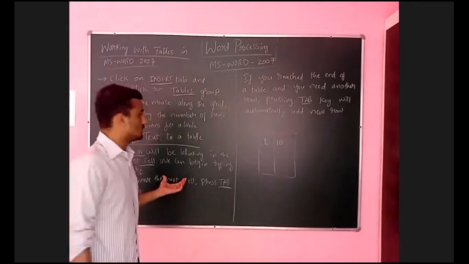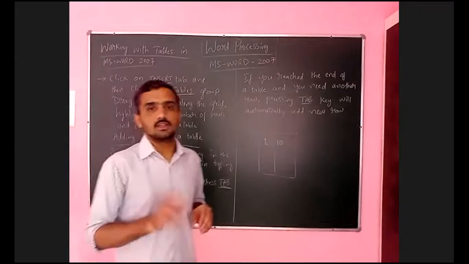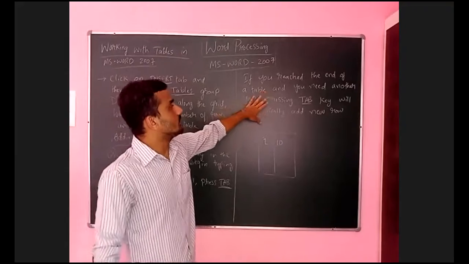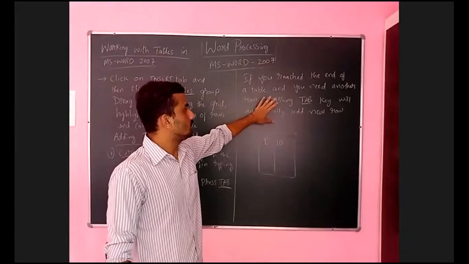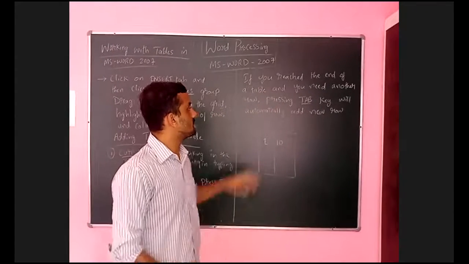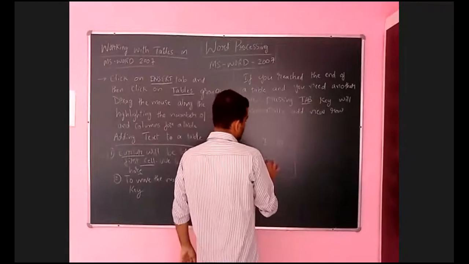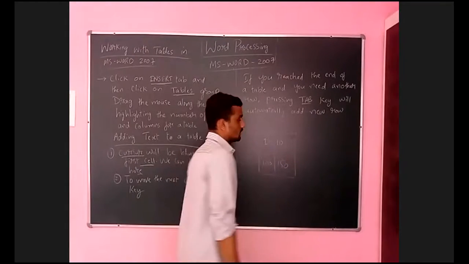So in this way, we can start typing the text in the table. Okay. Next, if you reach the end of the table and you need another row, pressing tab key will automatically add a new row. Suppose I fill all these values, so for example 100 and 150. Okay, I have written all the text.